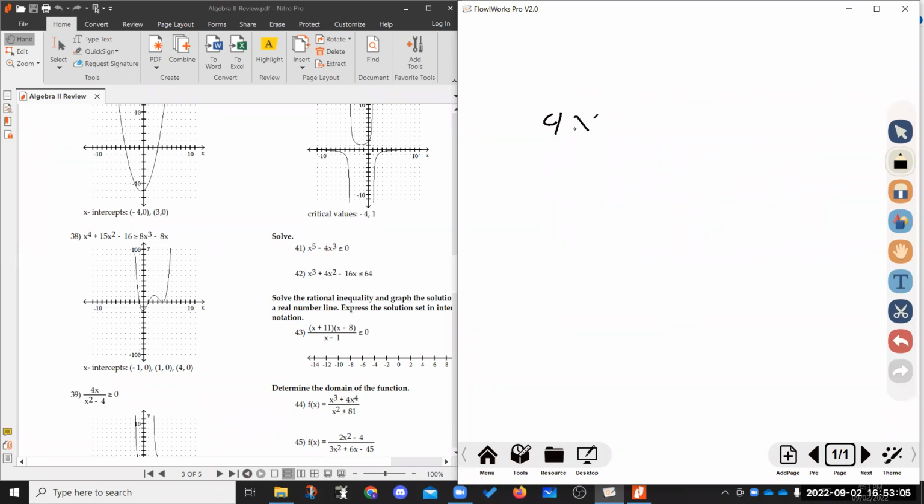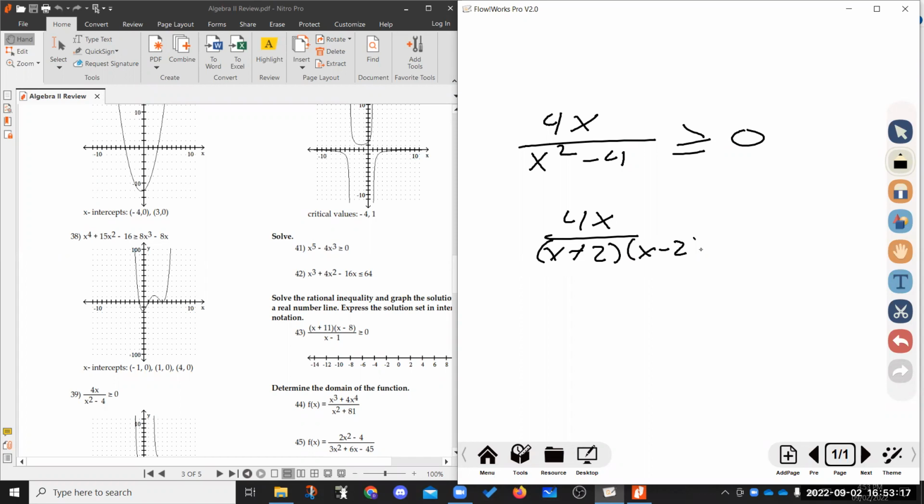Now we have a rational inequality, 4x over x^2 - 4, and that needs to be greater than or equal to 0. So I have 4x over (x + 2)(x - 2) greater than or equal to 0. My sign chart is going to be zeros at the top and zeros at the bottom. I'm going to have 0. I'm going to have negative 2. I'm going to have positive 2. I know that I've got asymptotes at negative 2 and positive 2.